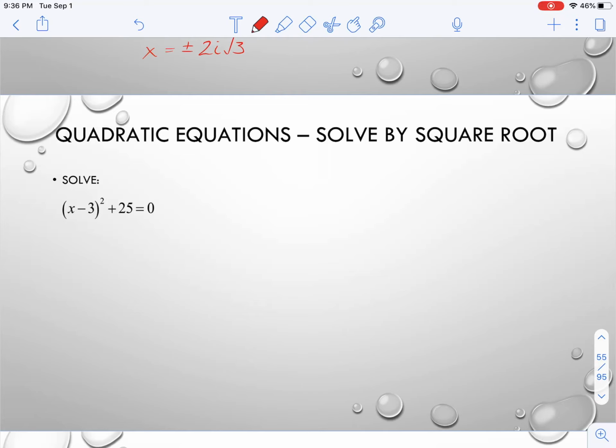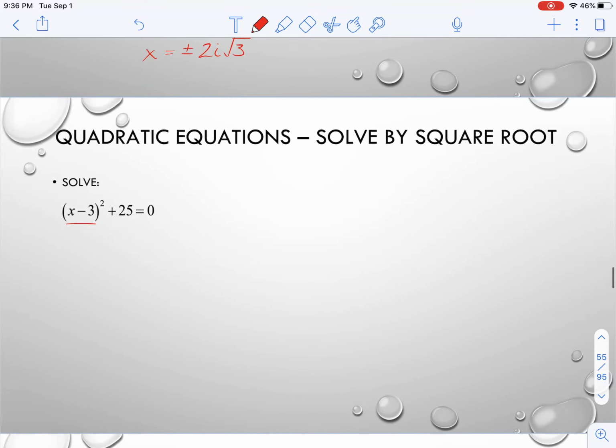One more example with solve by taking square roots. So here I've got the quantity x minus 3 all squared plus 25. What I want you to do at this point, if you have a quantity like this, and there are no variables outside of that quantity, and that quantity is being squared, and the only thing outside is a coefficient or a constant, I want you to solve this by taking square roots. Yes, I could FOIL that out. We would end up with x squared minus 6x plus 9 plus 25 equals 0, or x squared minus 6x plus 34 equals 0.